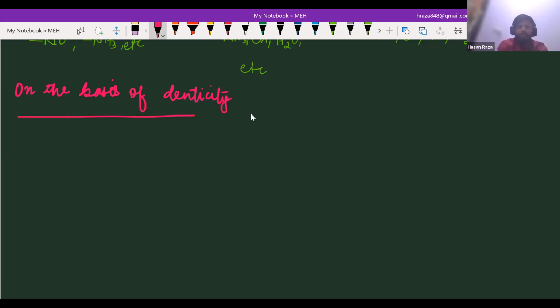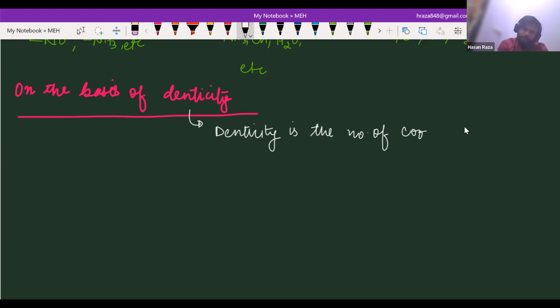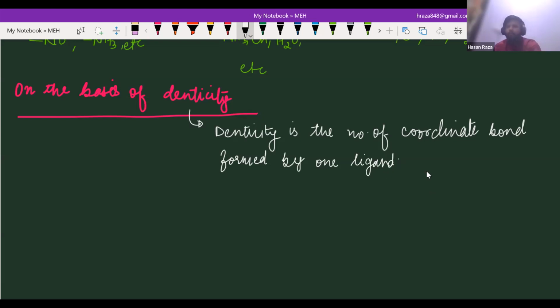What is denticity? First, I'm going to define denticity. Denticity is basically the number of coordinate bonds formed by one ligand. There are ligands that can form one coordinate bond, and there are ligands that can form two coordinate bonds alone. On that basis, we are going to classify them.